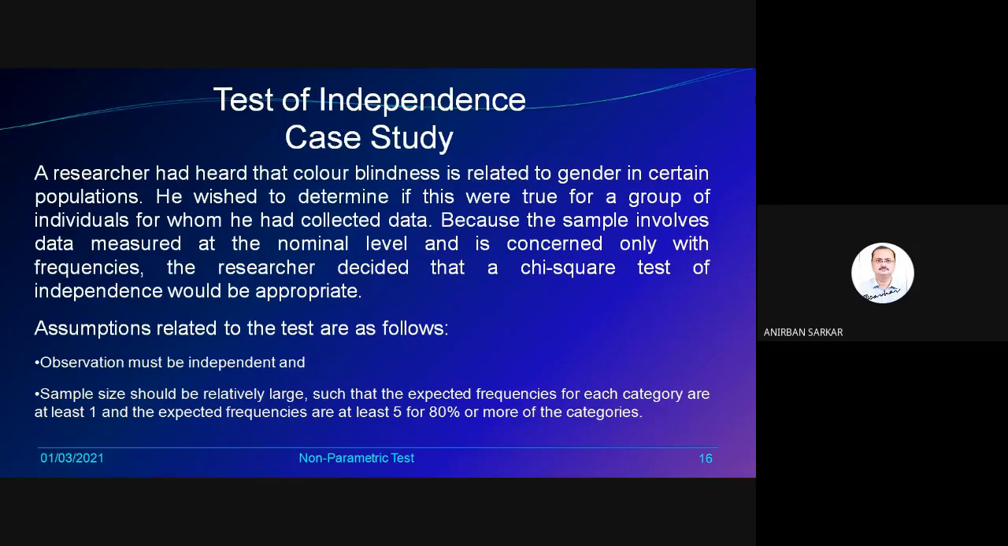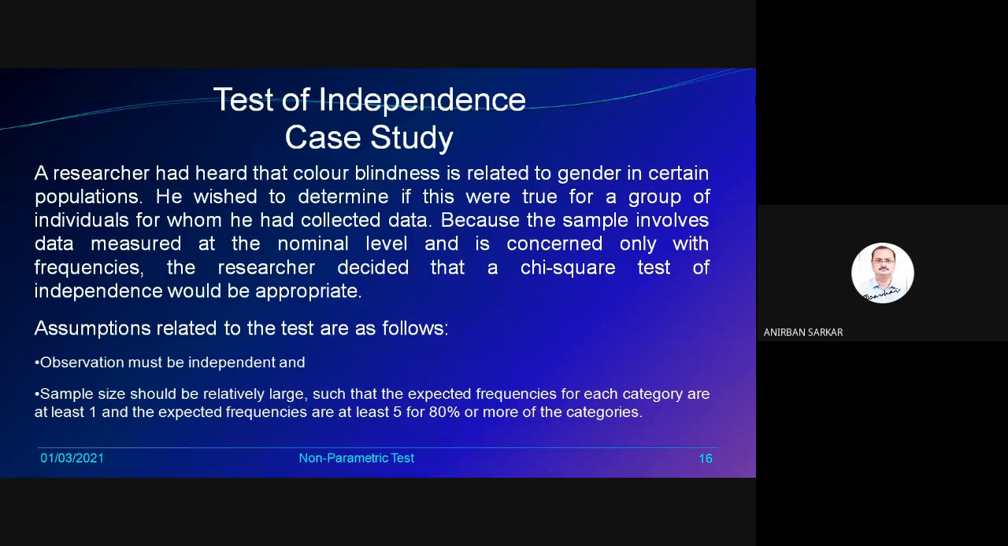Assumptions related to the test are as follows. Observations must be independent and the sample size should be relatively large, such that the expected frequencies for each category are at least 1 and the expected frequencies are at least 5 for 80% or more of the categories.